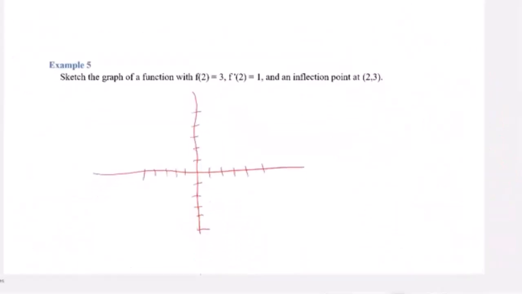Sketch the graph of a function with f of 2, so at x equals 2, y equals 3. F prime of 2, so we have a positive slope there, and it's 1. So I don't know what this function looks like because they're not telling me, except that they're telling me it has an inflection point at that point. So that point is an inflection point.